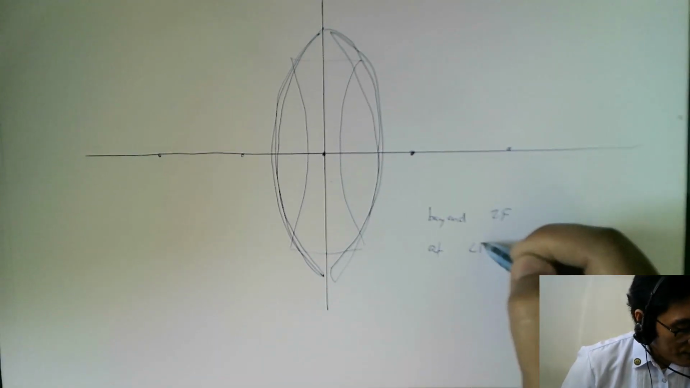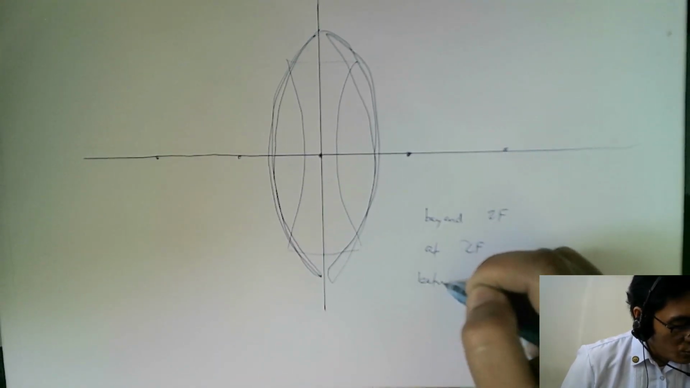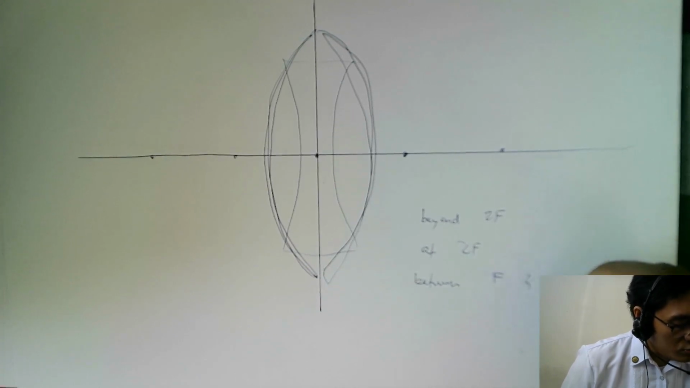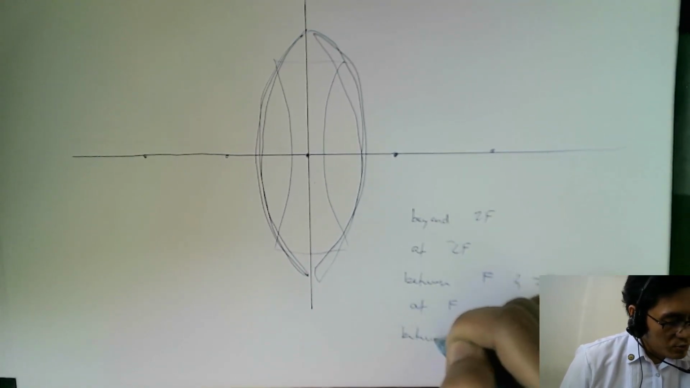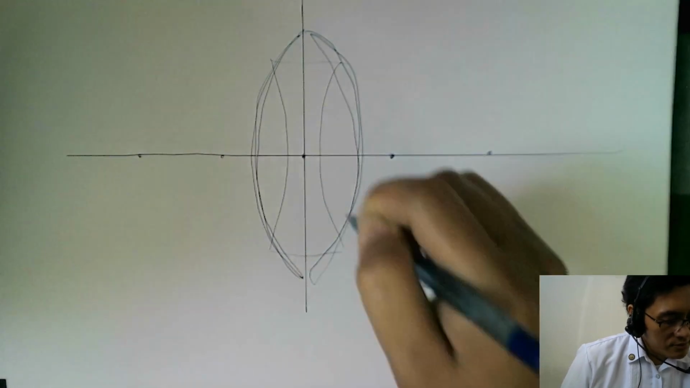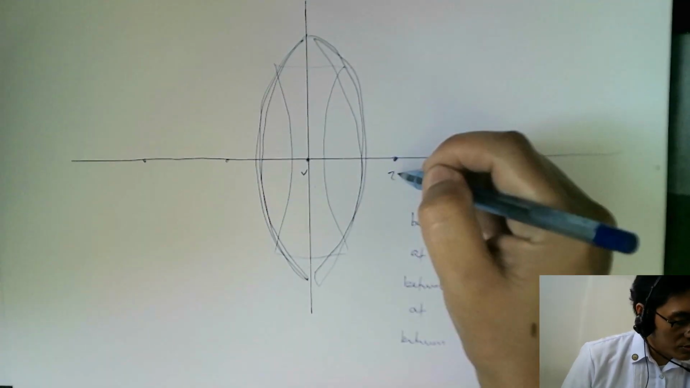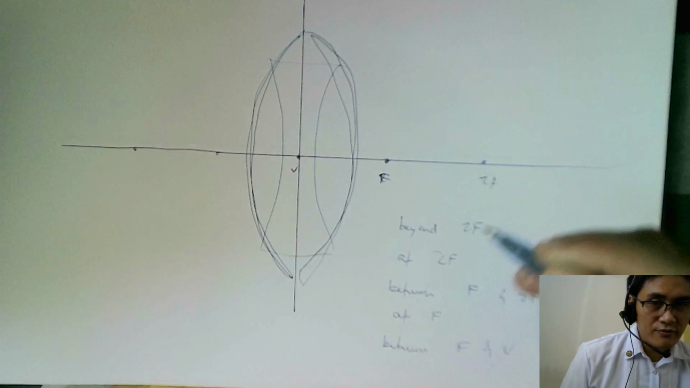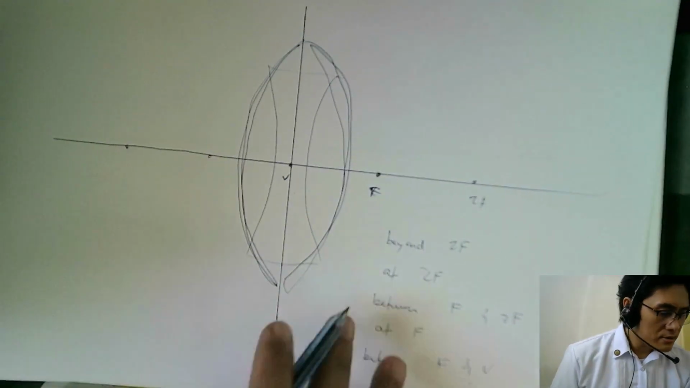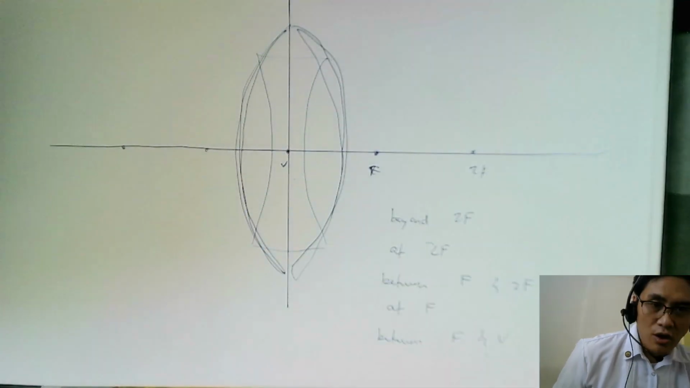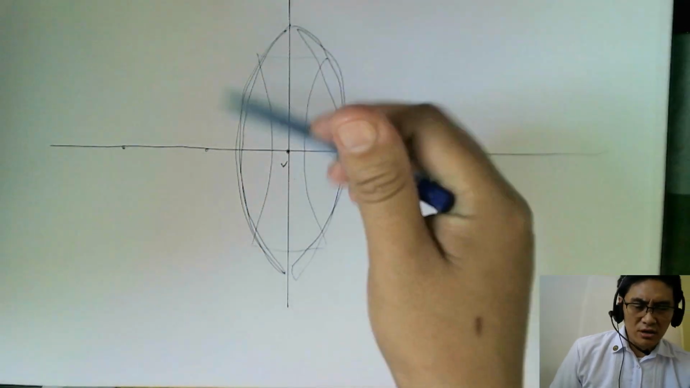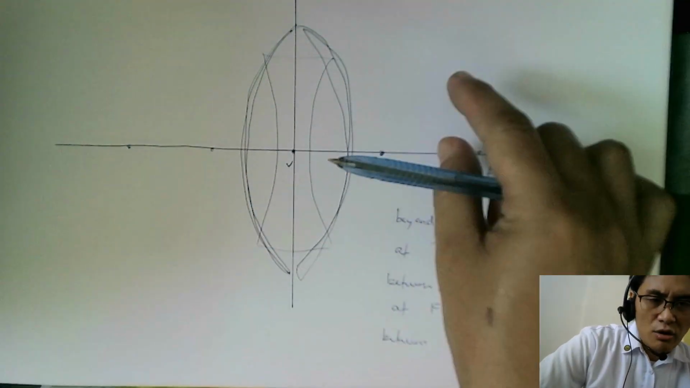At 2F, between F and 2F, at F, and between F and the vertex, of course. So this is F, this is 2F. And again, you decide the height of the object. In this case, because we are not using a curve class, the height of the object is not sensitive.